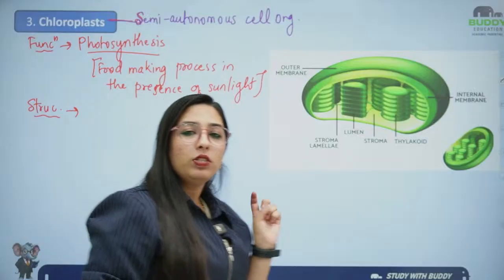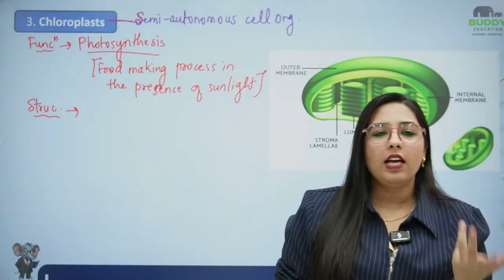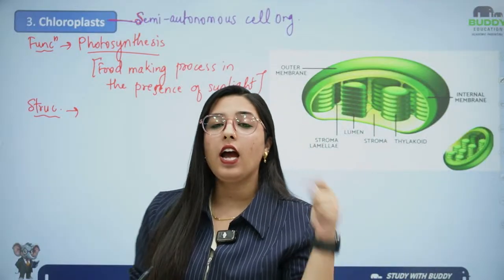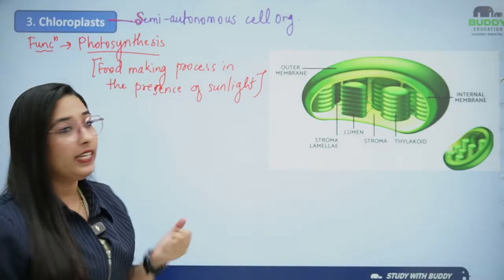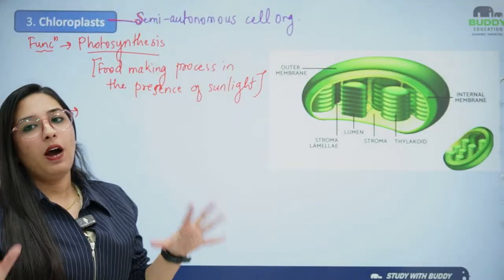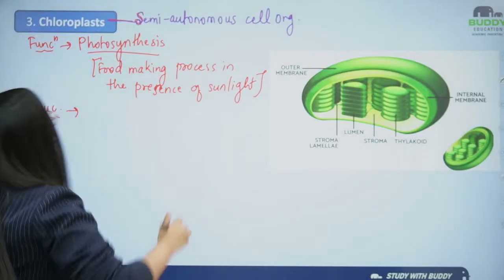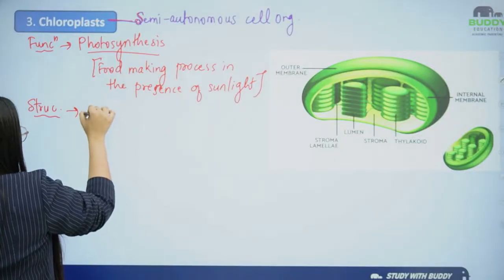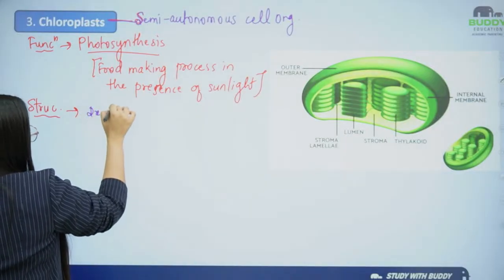Moving forward with the structure, I have already told you we have three cell organelles which have a double membranous structure, which are mitochondria, chloroplast and nucleus. We have already learned about the other two. This is the last one. So when I'm talking about the structure, it is a double membrane.